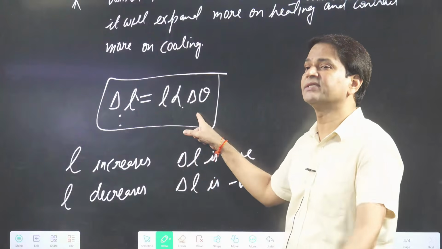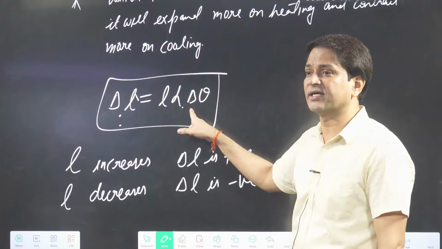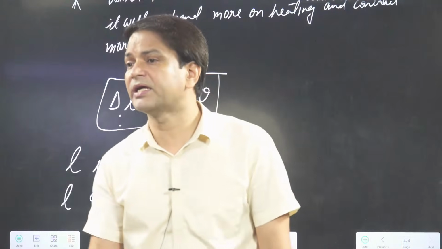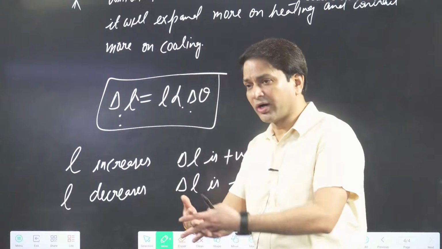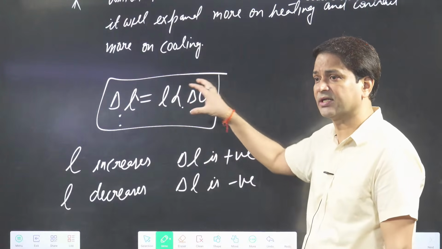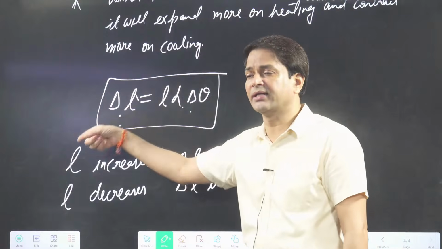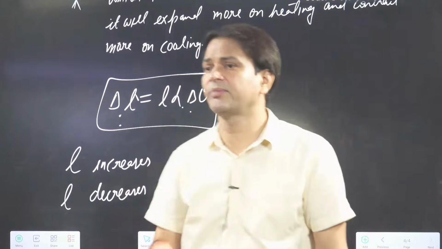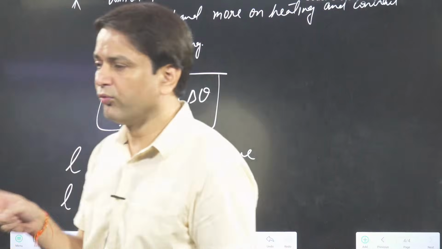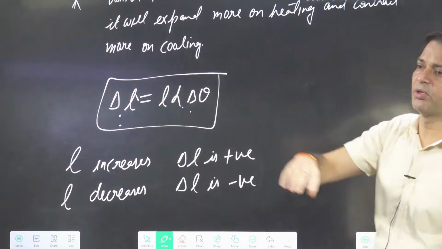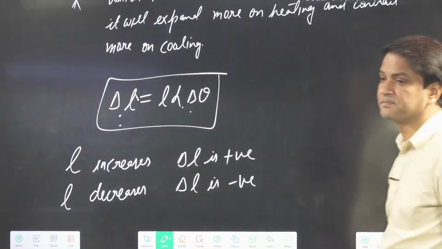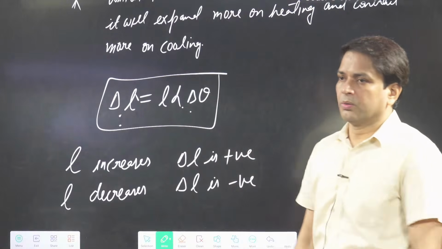Suppose I say the rod is heated. Rod heated means delta theta positive, then delta L will be positive, meaning the length of the rod will increase. If I say the rod is getting cooled down, delta theta is negative, then delta L will be negative, meaning the rod will contract. So once you put one sign, the other variable will automatically get its sign. Okay. Completed.